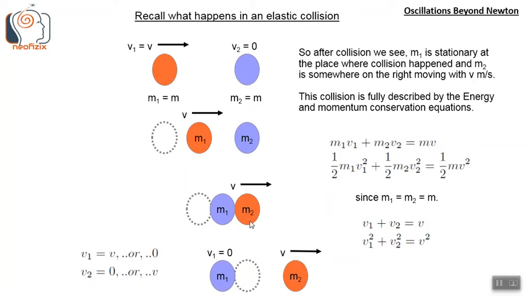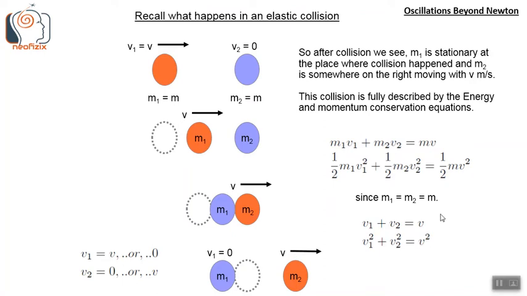This collision is fully described by the energy and momentum conservation equations. So this is the momentum equation, and this is the net energy equation. There are no potential energy components, just the kinetic energy. When m1 and m2 have the same mass m, the energy and momentum equations get simplified to this form: v1 plus v2 equals v, and v1 square plus v2 square equals v square.